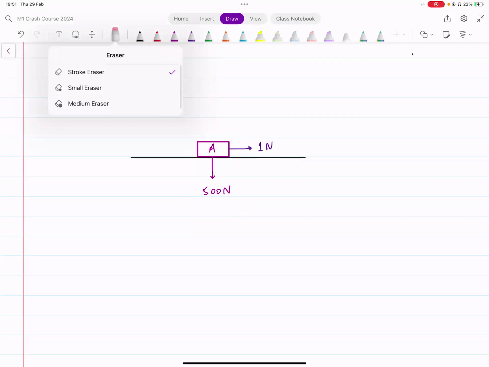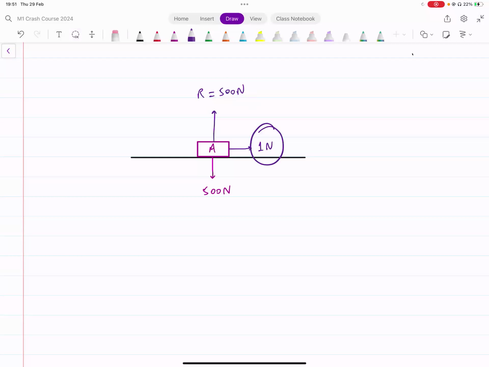But if you look at the forces applying on this block, there's a 1 Newton force applying on the right side, and there would be a reaction force applying upwards. In this case, that will also be 500 Newton. Upwards and downward forces are balanced because the weight was 500. In this case, the reaction would also be 500 if there's no other vertical force. You're applying a force of 1 Newton. Looking at this diagram, there should be a resultant force of 1 Newton acting towards the right side, and the block should start moving. But as most of you are saying, it most likely is not going to move.